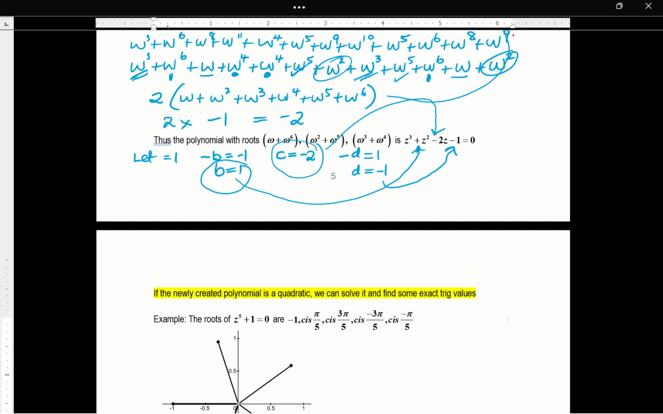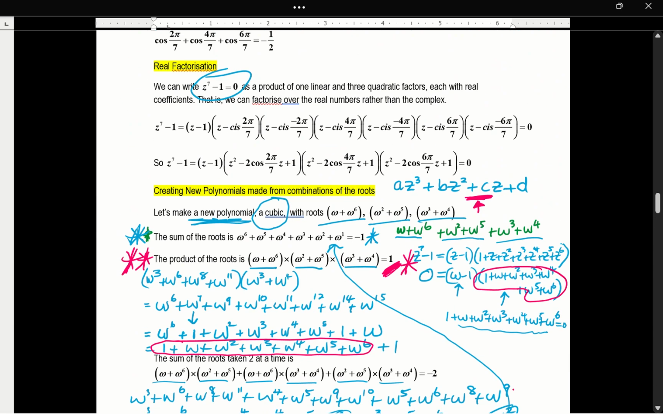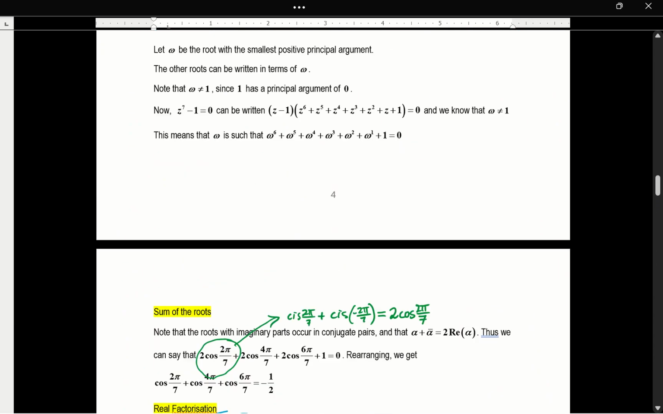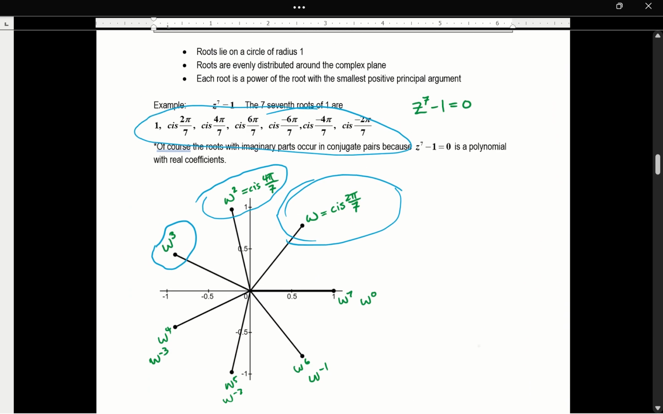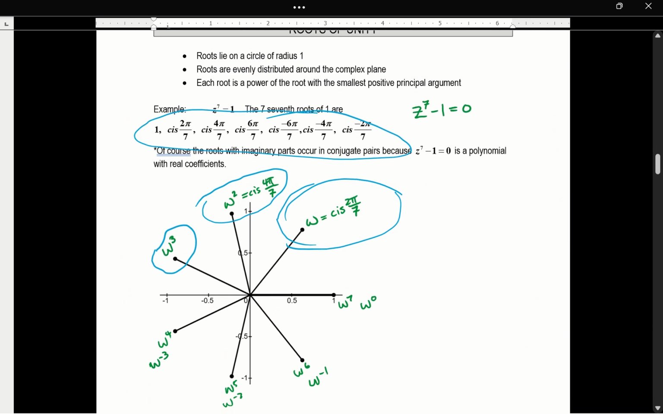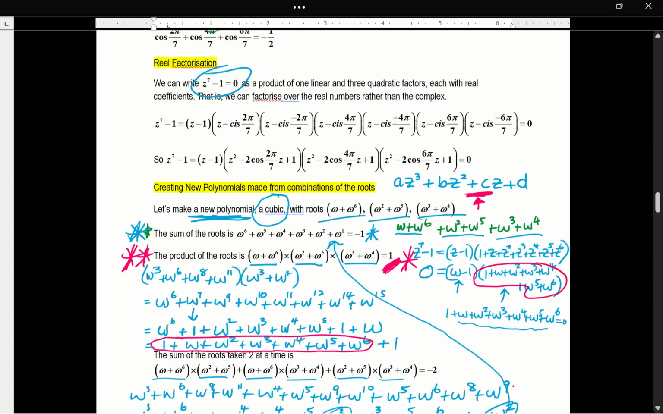They're actually numbers you can put in the calculator and get a decimal number for. So that's one thing you can do when you've worked with something like all the roots of unity in terms of the seventh roots of unity. You can then use those to create some other type of polynomial by pairing them up, for example, like we did.